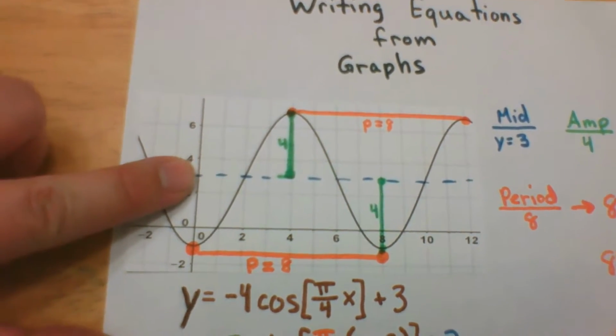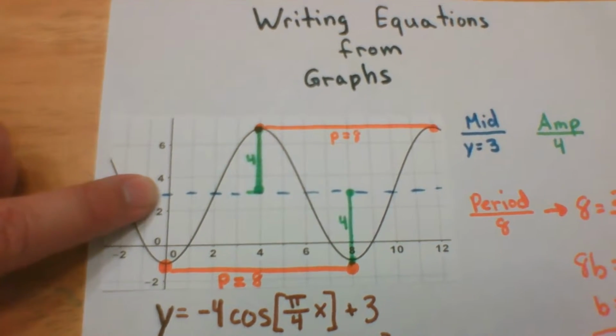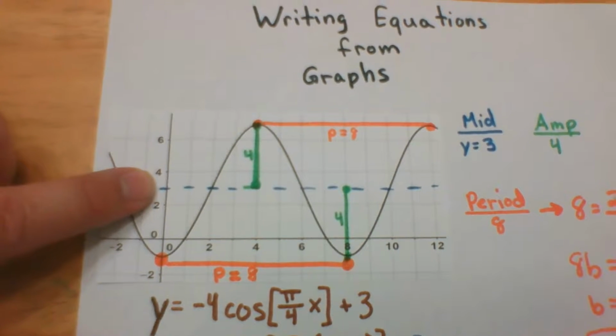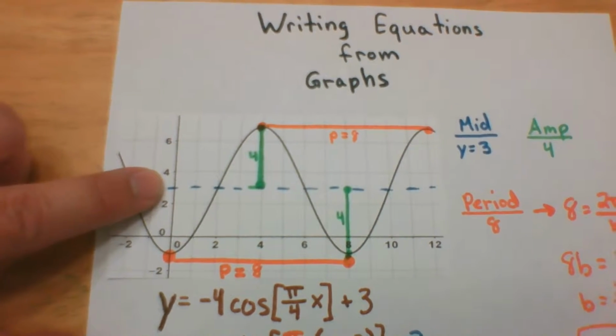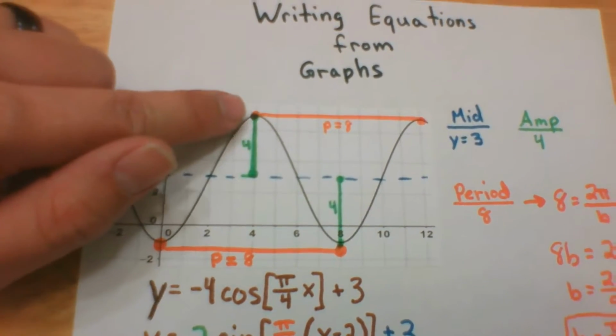First, you want to find the midline. So there we have the midline. It's in the middle of the graph. Usually we make a nice dashed line there. Then, once you have the midline, you can find the amplitude. The amplitude is from the middle to the top of the wave.